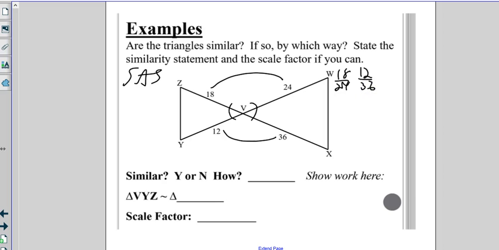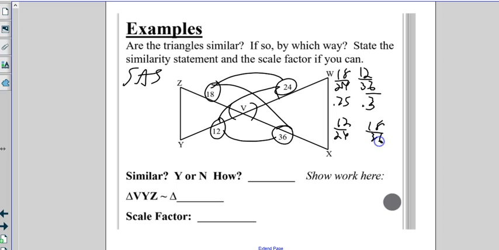Well, if we divide those, 18 divided by 24 is 0.75. And 12 divided by 36 is 0.3 repeating. But don't be too quick to say, no, it doesn't work. We can go back and try, what about 12 to 24 and 18 to 36? So 12 over 24, 18 over 36, we get 0.5, 0.5, that works. So we do have yes, and we have SAS similarity.